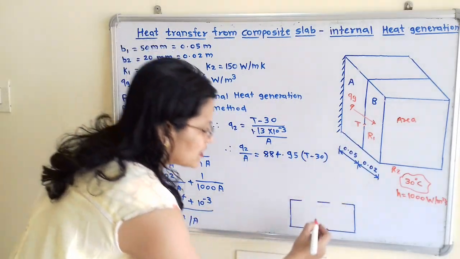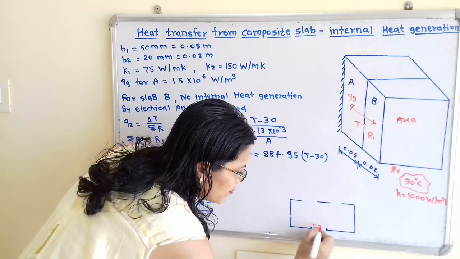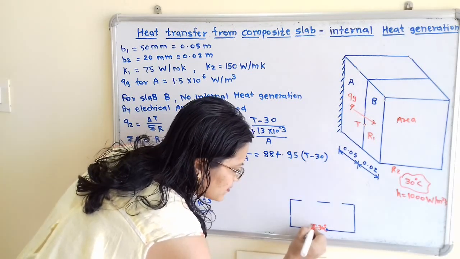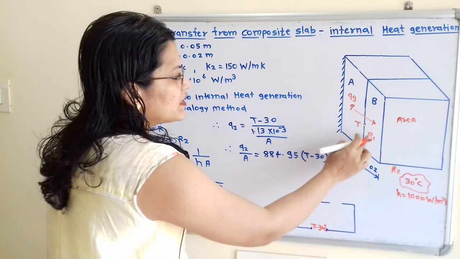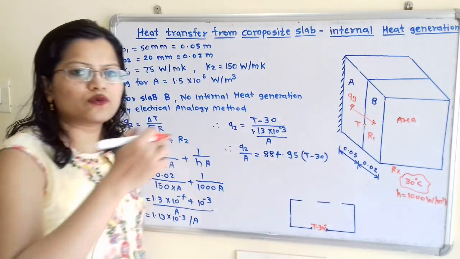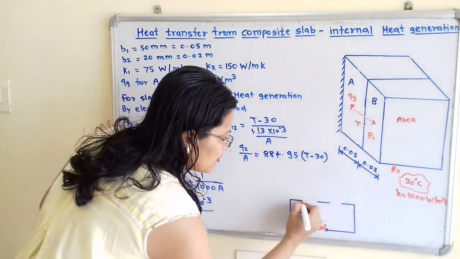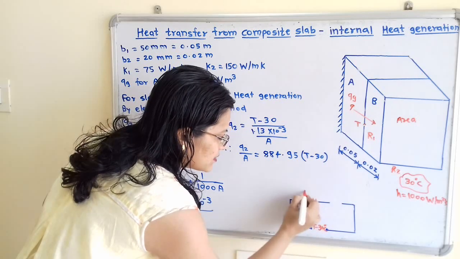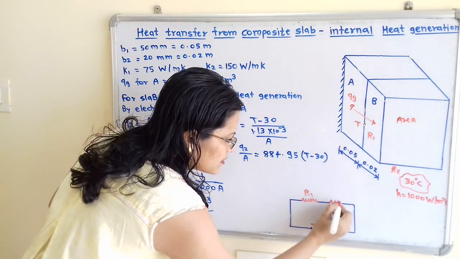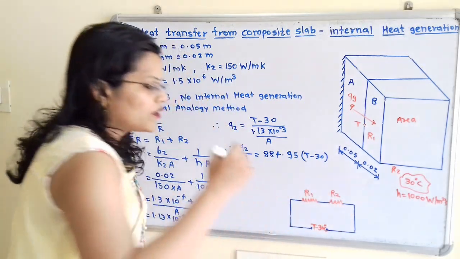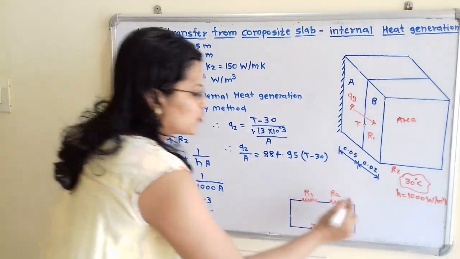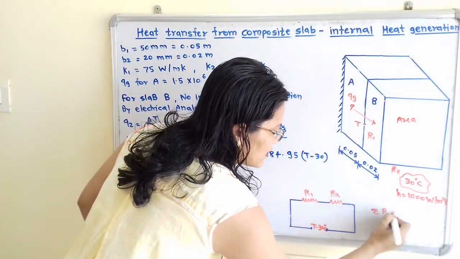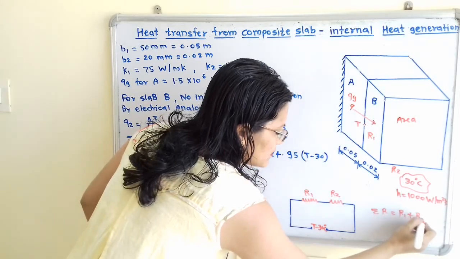So for this electrical analogy, I will write here T minus 30 degrees Celsius, and we will show the resistances R1 and R2 in series. So I will show here: here is the resistance R1 and here is the resistance R2. So what is the summation of R? Because both are in series, the summation of R is equal to R1 plus R2.